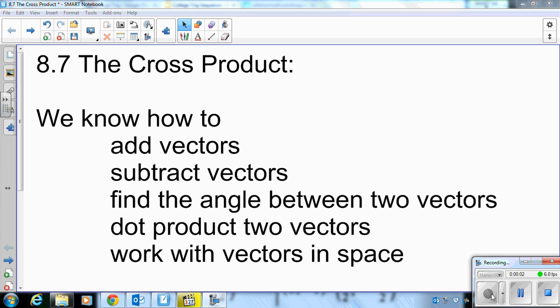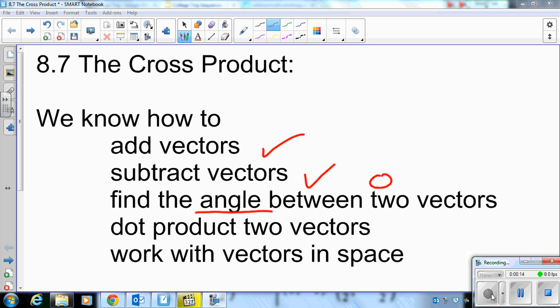All right, College Trig, this is 8.7, the cross product. So far we have added vectors, we can subtract vectors, we can find the angle theta between two vectors. We can find the dot product of two vectors, which helps us determine if things are parallel or orthogonal. And we can work with vectors in space.